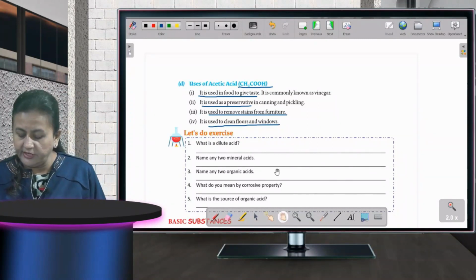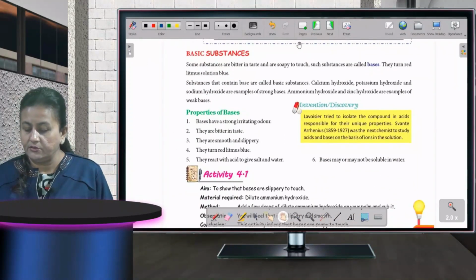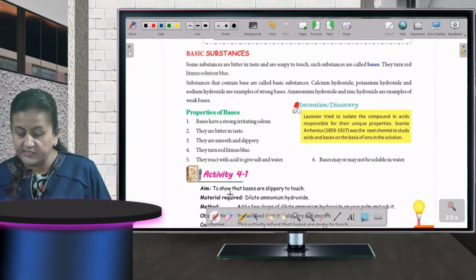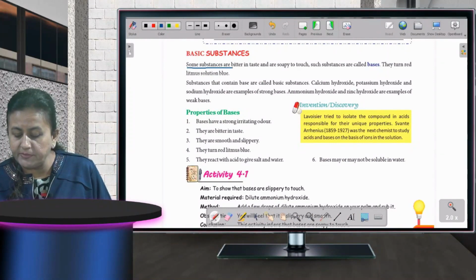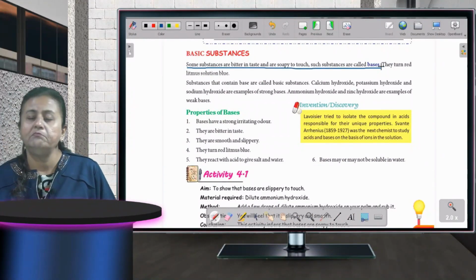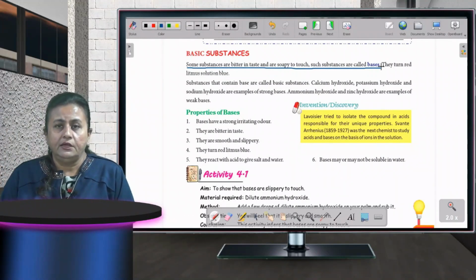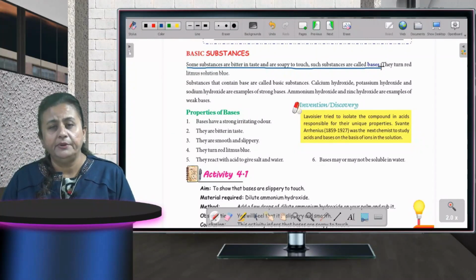Now come to the next topic, basic substances. Basic substances are bitter in taste and are soapy to touch. Such substances are called bases. In case anything is bitter, bitter is kadwa.